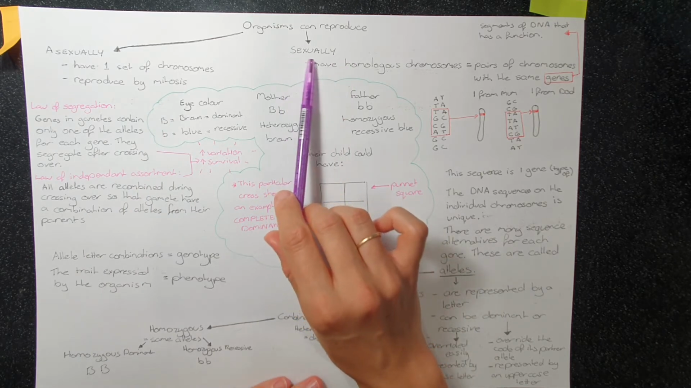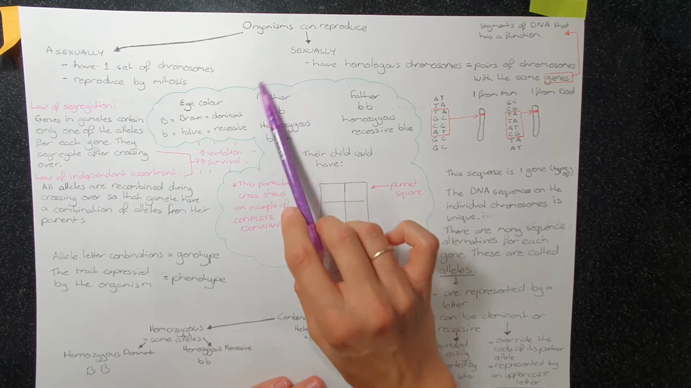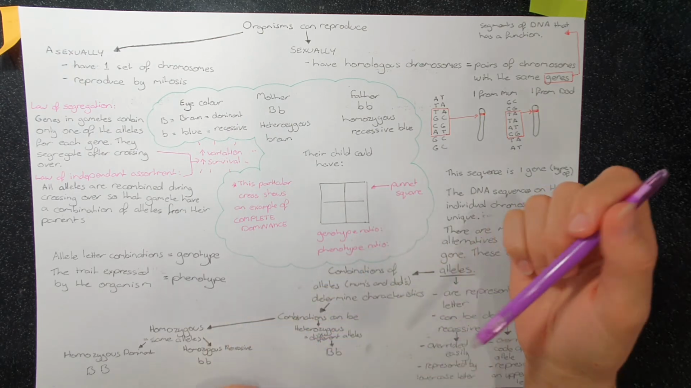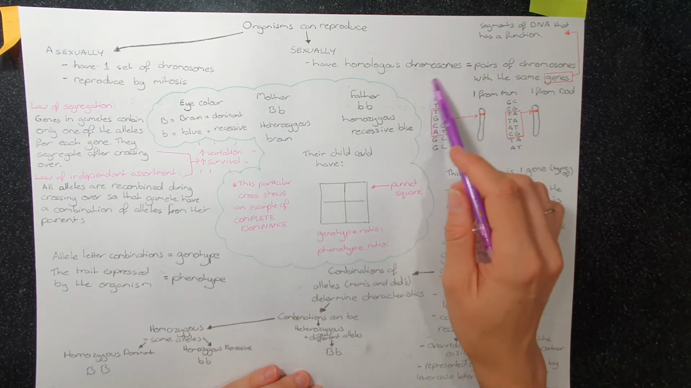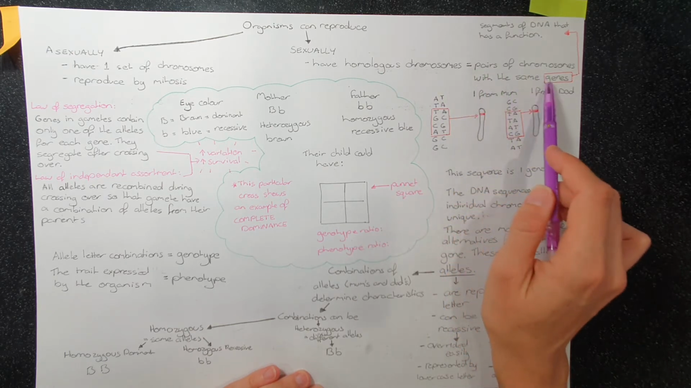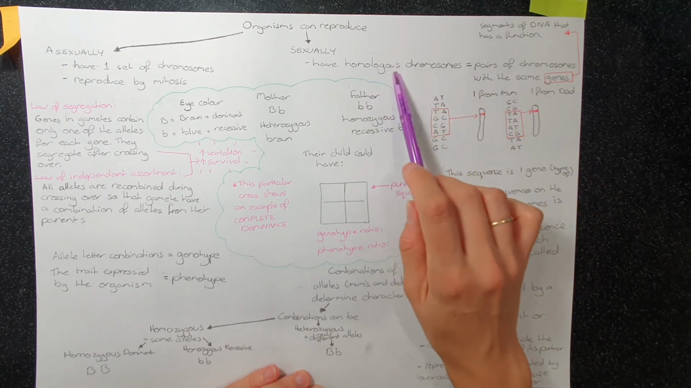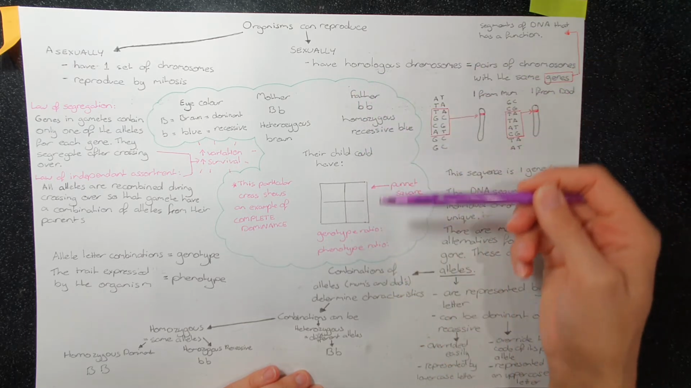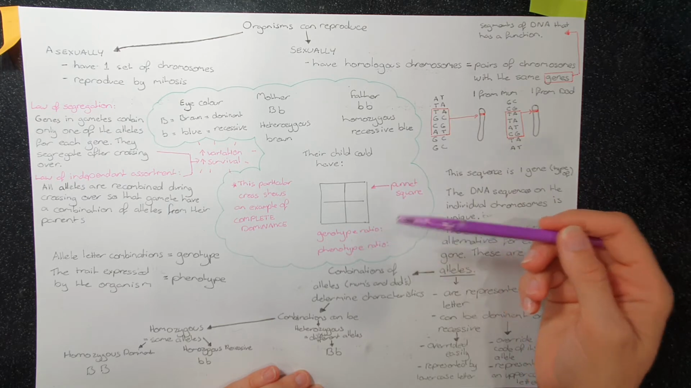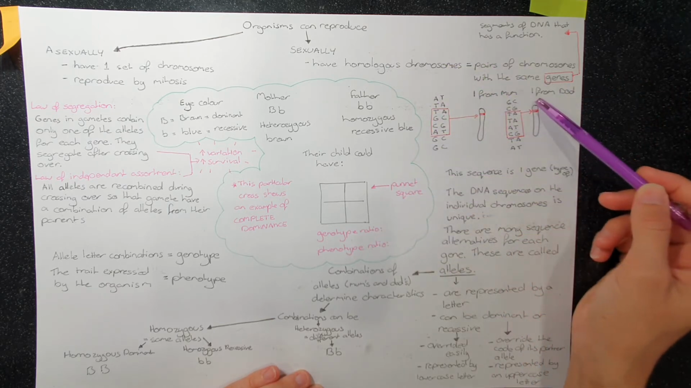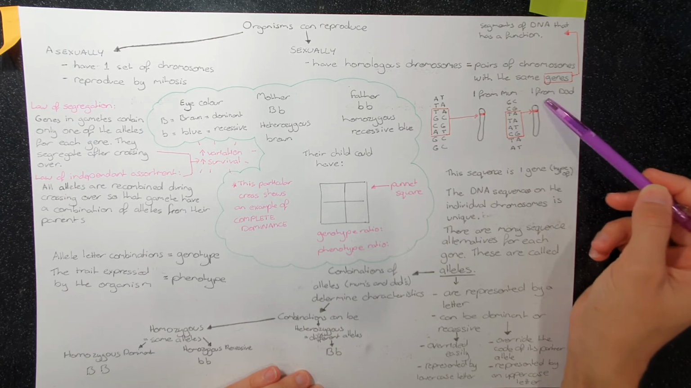Sexually reproducing organisms require two different organisms to come together. They have homologous chromosomes, which means that they have pairs of chromosomes with the same genes. So homologous chromosomes mean that they are the same chromosome. So each chromosome will have the exact same gene on it. However, one chromosome will come from mum and one chromosome will come from dad.